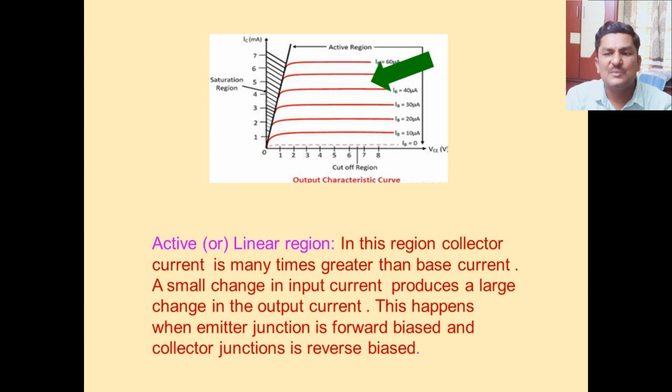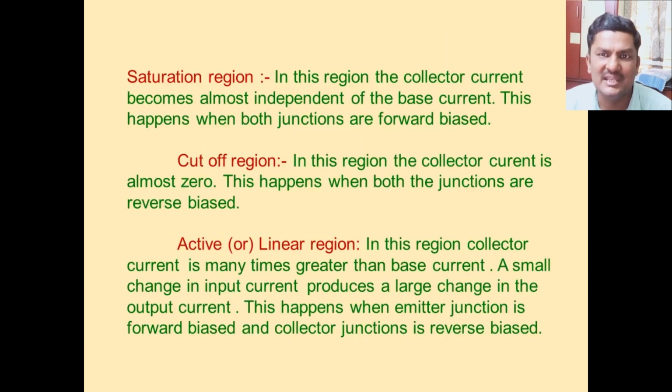This is possible when the emitter junction is in forward bias condition and the collector junction is in reverse bias condition. So the active region is possible when the emitter junction is in forward bias condition and the collector junction is in reverse bias condition. In this region, for a small change in the input current, there is a large change observed in the output current, that is IC, the collector current.